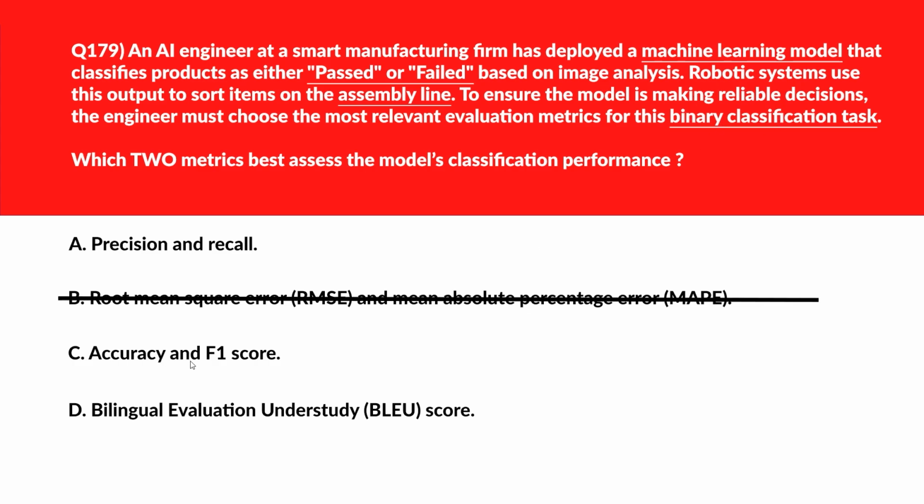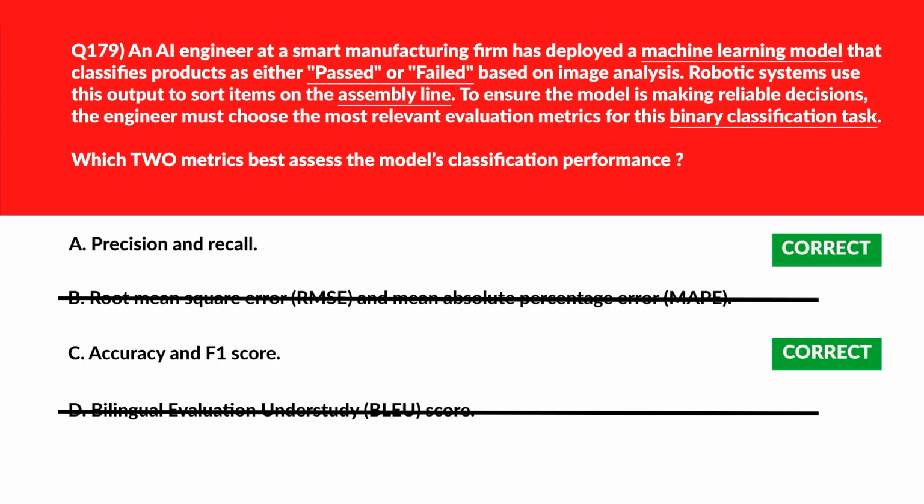C says accuracy and F1 score. Accuracy and F1 score provide a balanced view of prediction correctness. Therefore, another correct answer. Now let's move to D. D says bilingual evaluation understudy, that is BLEU score. BLEU score is used for evaluating text generation, not classification task as asked by the question. Option D is wrong. We'll lock option A, precision and recall, and option C, accuracy and F1 score, as the right answers.